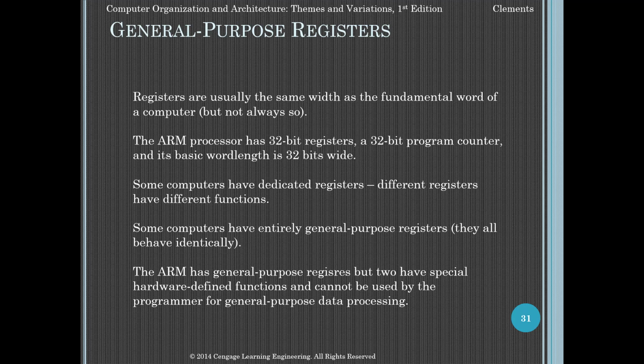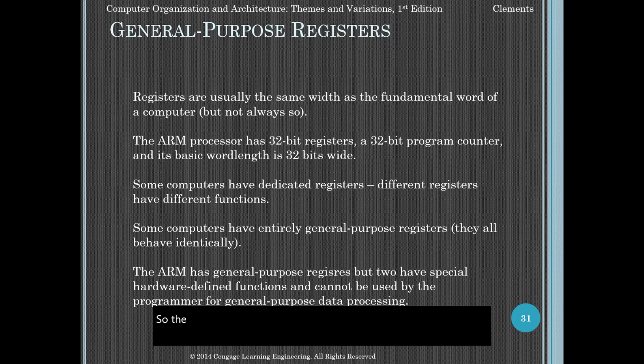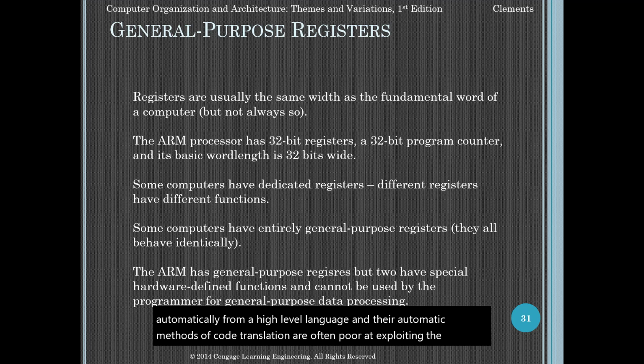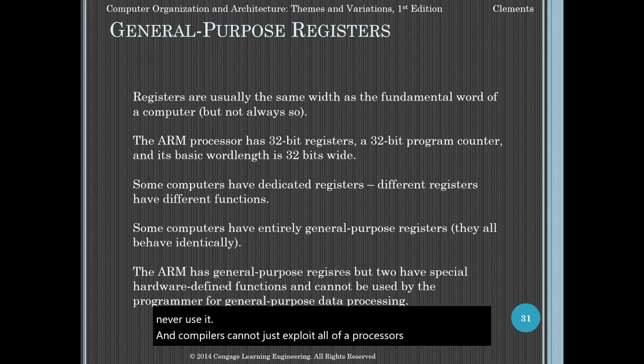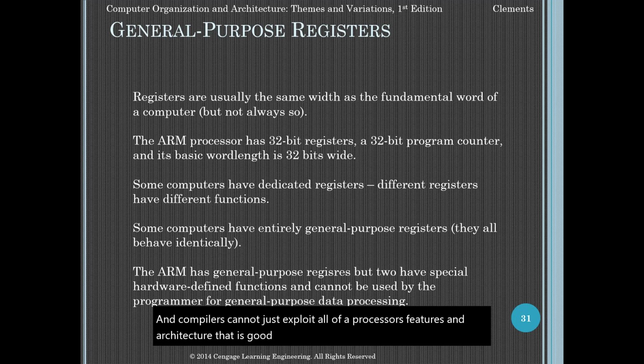And so that's why in today's world, most programmers write in a high-level language and leave the production of machine code to the compiler. So the compiler, in this scenario, creates machine code automatically from a high-level language. And automatic methods of code translation are often poor at exploiting the features of a particular machine. So although a computer architect may construct an ingenious machine-level instruction, a compiler may never use it. And compilers cannot just exploit all of a processor's features. An architecture that is good for humans may not be good for compilers.